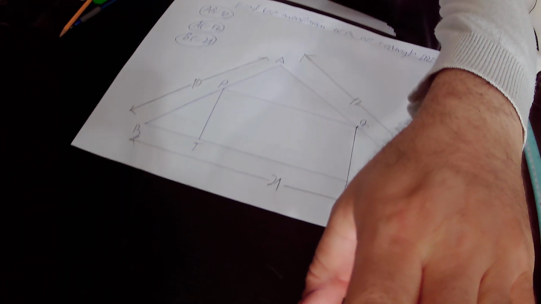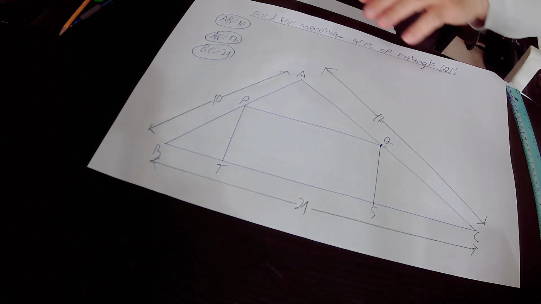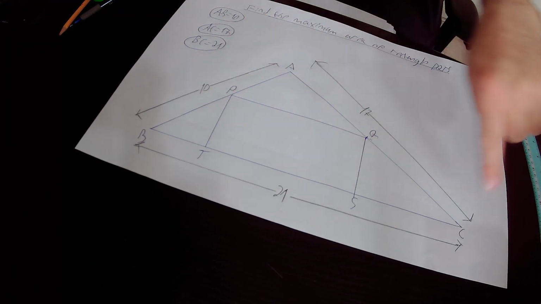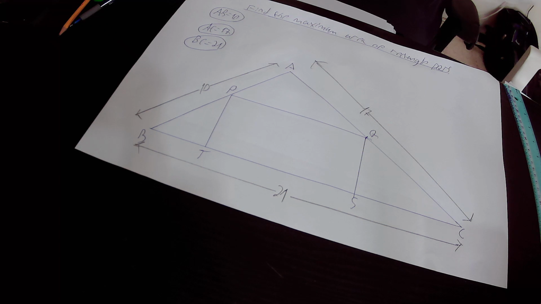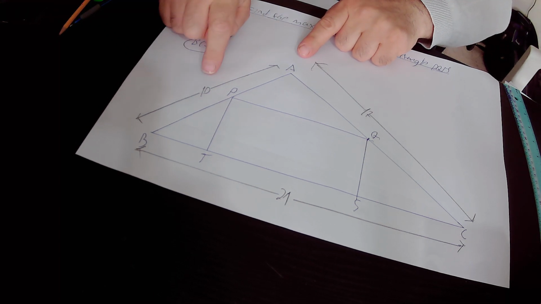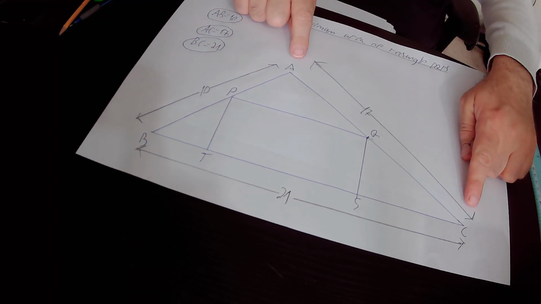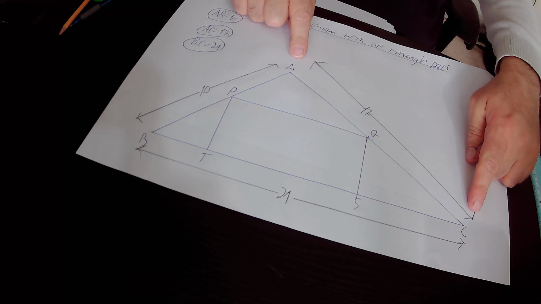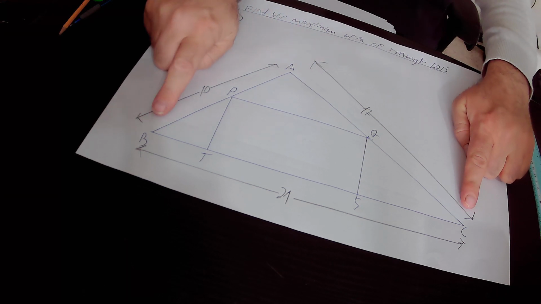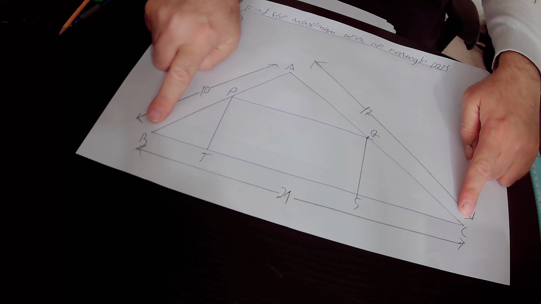Hello, in this lecture we find out the maximum area of a rectangle that is inside a triangle. In the drawing we have triangle ABC. Side AB of triangle ABC equals 10 units in its length. Side AC equals 17 units in its length. Side BC equals 21 units in its length.